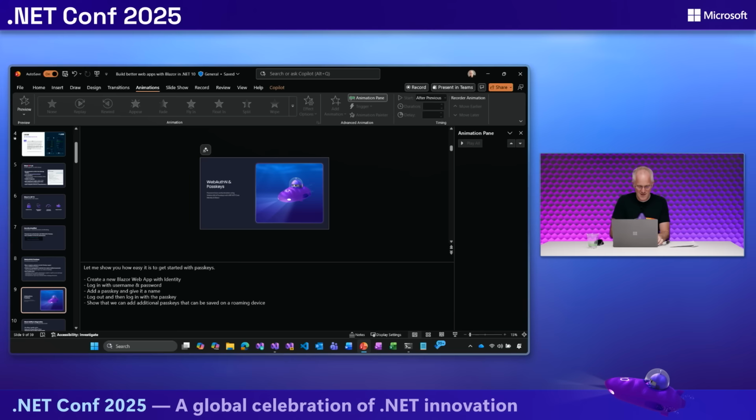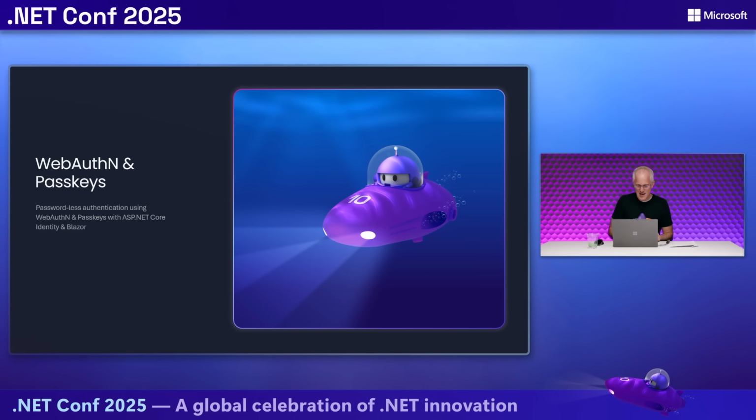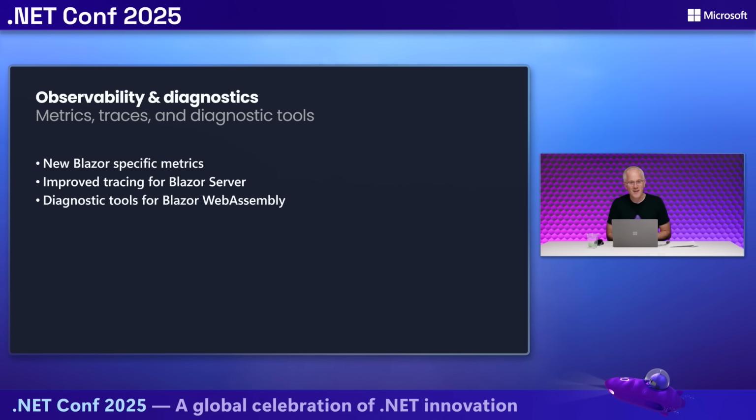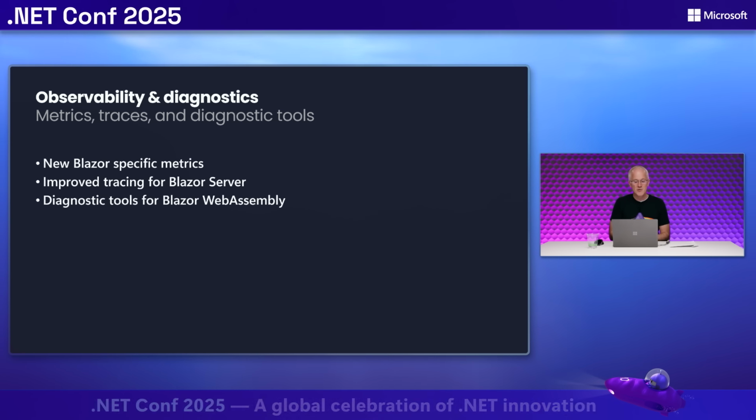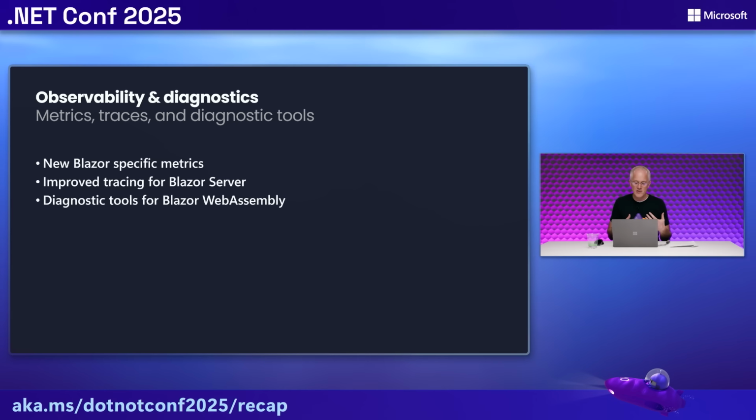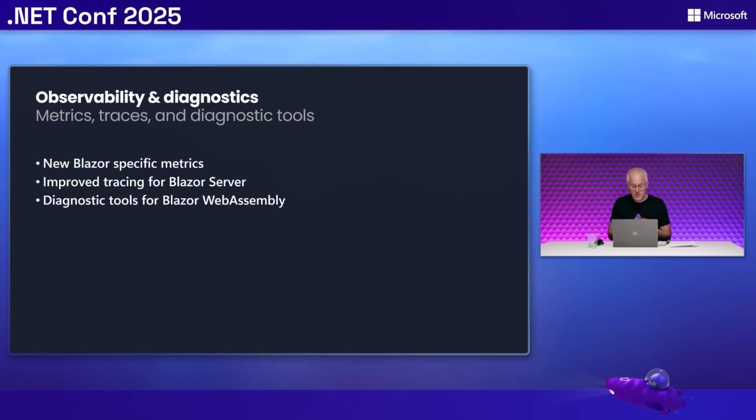Awesome. All right. Next, let's talk about observability and diagnostics. So in .NET 10, we've made it easier for you to monitor and diagnose issues in your ASP.NET Core and Blazor apps. We now have lots of Blazor-specific metrics, like metrics for page navigations, UI events, how many active circuits you have, and more. We've also improved tracing for Blazor server apps, so you can see the activities associated with specific page loads and events.